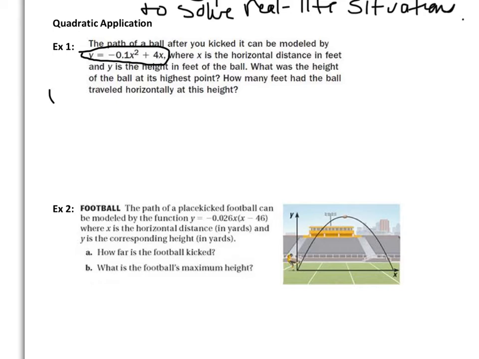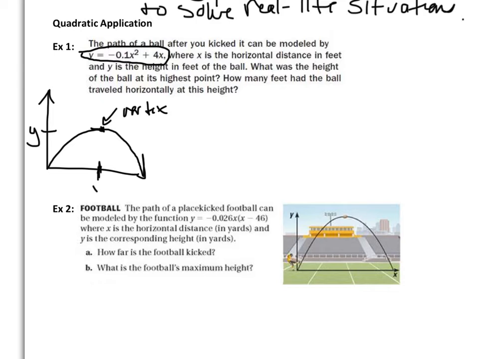So sometimes it does help to draw a picture. So if you imagine the ball is being kicked and it does something like that, and clearly it reaches some maximum height, and that occurs at, of course, the vertex, right? And basically what it's asking for is the height of the ball at that highest point. That height corresponds to whatever that y value of the vertex is. And then it is also asking for how many feet had the ball traveled horizontally at that point. That's the x value of the vertex. So essentially this is like a fancy way of asking for what is the vertex of that function.